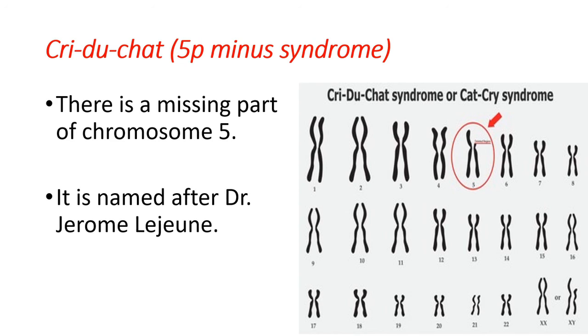So the problem is that there's a missing part of your chromosome number 5. If this is your normal chromosome number 5, then in your cri du chat, there's a missing part here. So where's the missing part? What do you think will happen if you miss this part? What if this part controls your vision? Then there's a chance that you cannot see. What if this part controls the formation of your heart and your lungs? Then you will have a problem later on as you grow bigger.